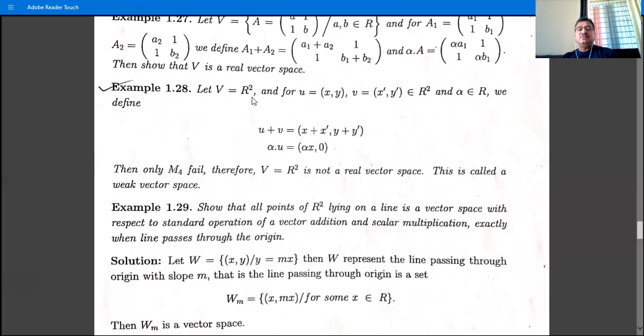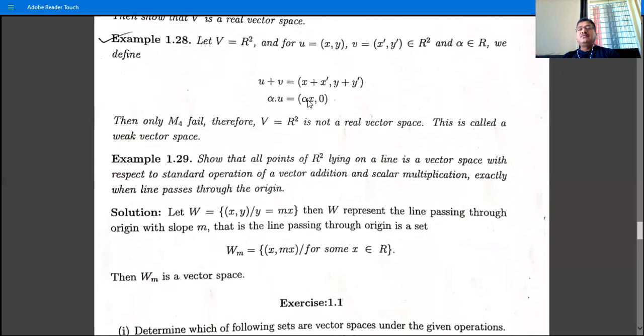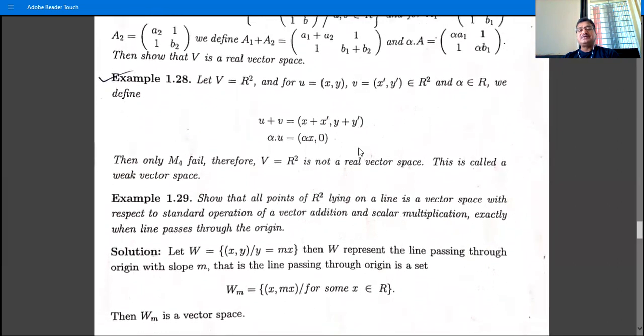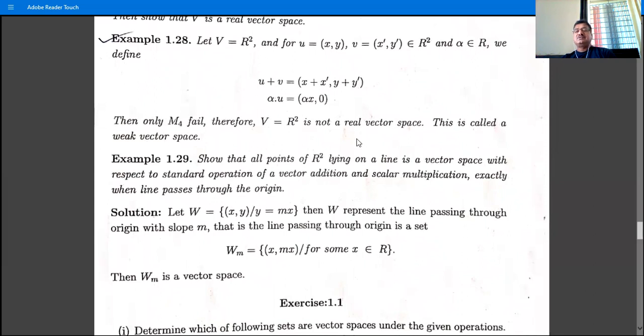And this V is R2, and addition is defined like this. This is the usual addition, but scalar multiplication is what? Alpha is 0. So the M4 property fails. 1 into U bar is not equal to U bar. Suppose U bar is (1, 2), (3, 4), and then you take 1 into U bar using this, then it is not (2, 4), it is (2, 0). So 1 into U bar is not equal to U bar, and therefore V equal to R2 is not a vector space with respect to these two operations. This is called a weak vector space.